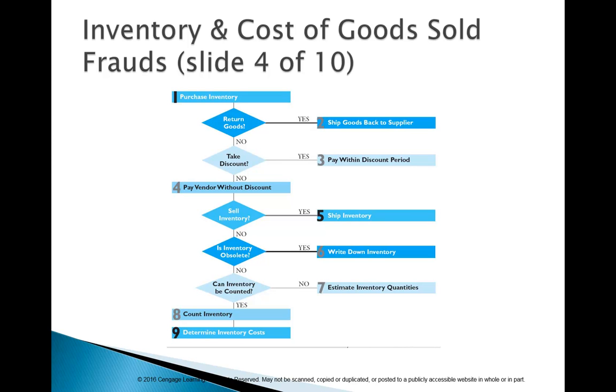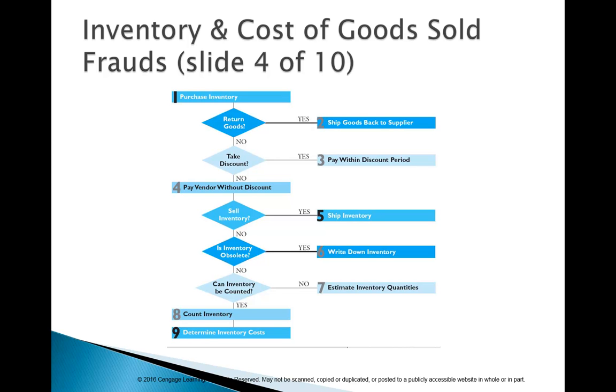So how would it normally work in the inventory purchase and production cycle? First, you produce your inventory. If it's good inventory, then you hold it. If you've inspected it and it's bad, then you return it. Right? If you pay on time, then you take your discount. If you don't pay within their discount period, then you pay the full amount. Then you sell your inventory and you ship it. If you don't sell it, but it becomes bad or obsolete, you may have to take a write-down for inventory obsolescence.